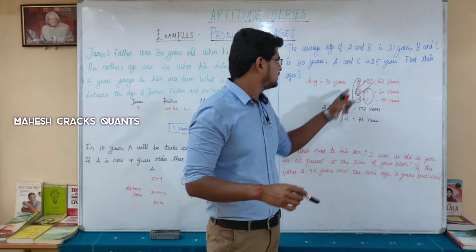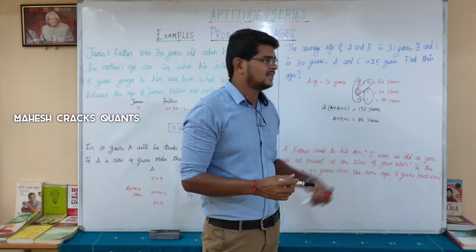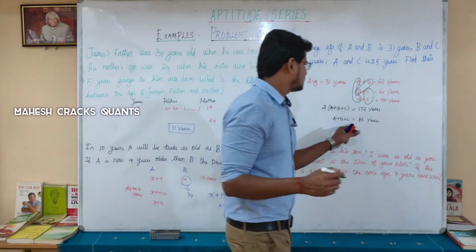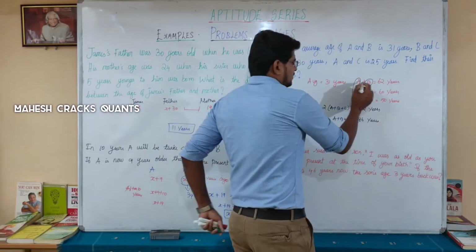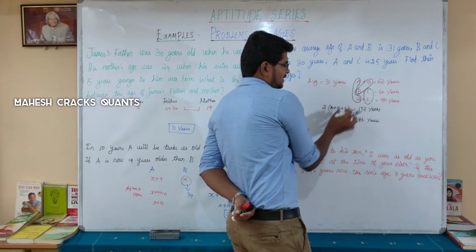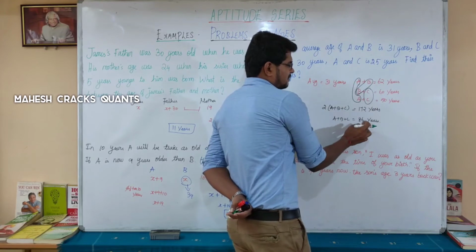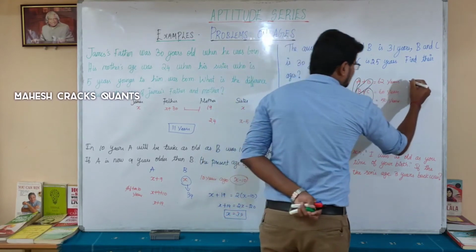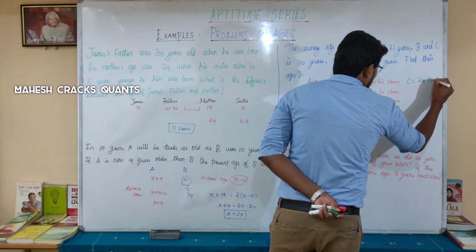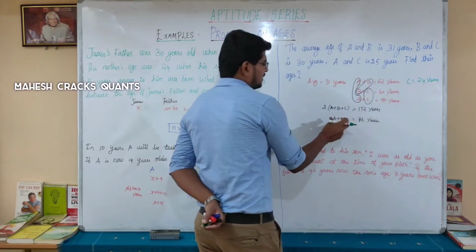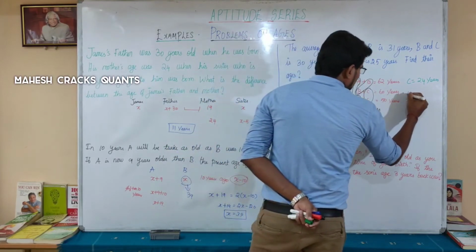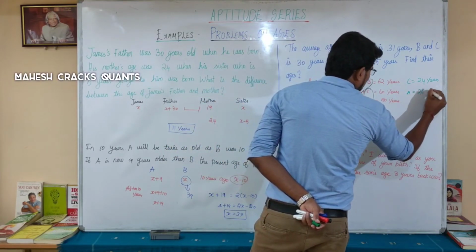Just substitute here in A plus B, B plus C and A plus C, and you will get the values of the other answers. So A plus B plus C is 86. When you subtract A plus B from this, you will get the C value. Subtracting A plus B, 86 minus 62 will be 24 years. C is 24 years. And then 86 minus 60, you will get the A value. A is equal to 26 years.